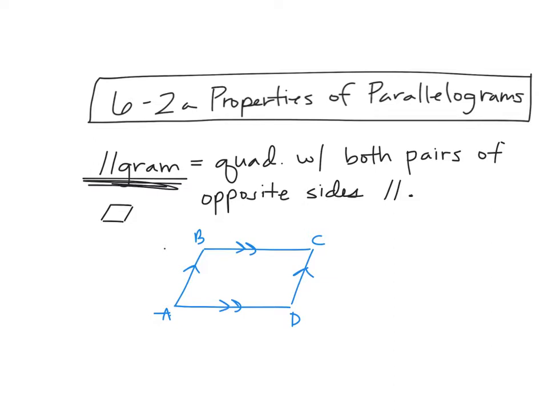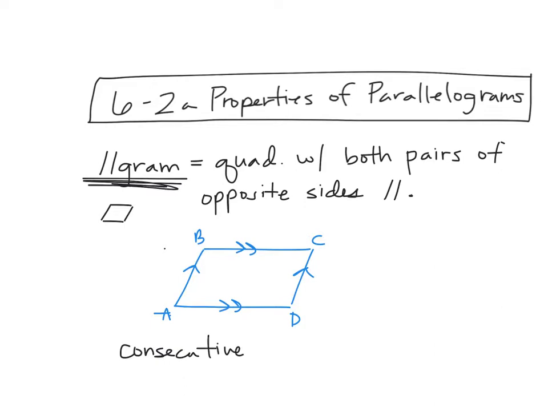Give me opposite angles. Which angles would be opposite angles? A and C are opposite angles, and then angle B and angle D are opposite angles. Okay, so you're going to deal a lot with opposites in parallelogram stuff. You're also going to deal with consecutives, and these are ones that maybe you haven't thought about before.